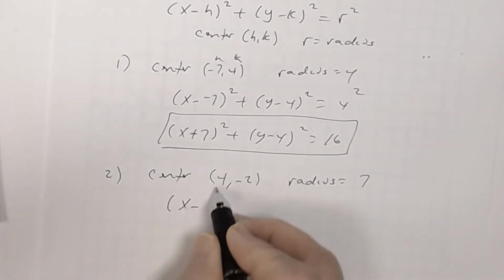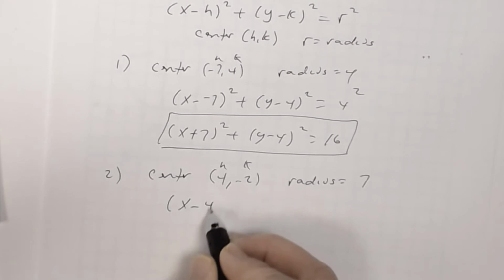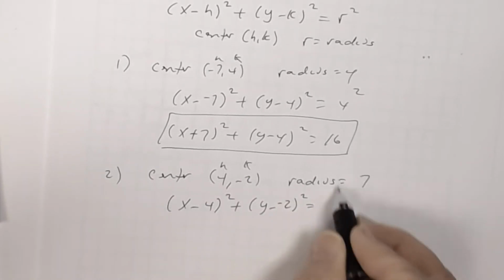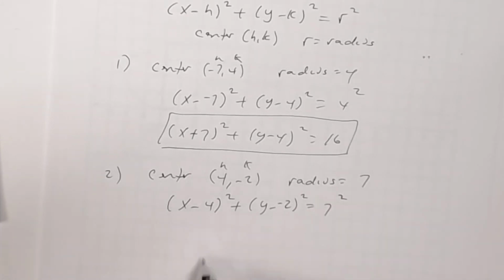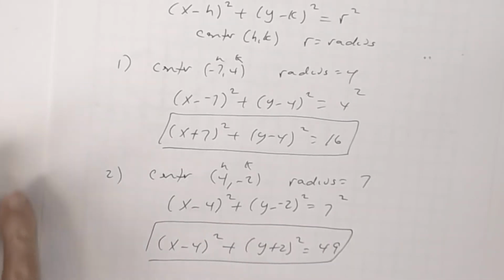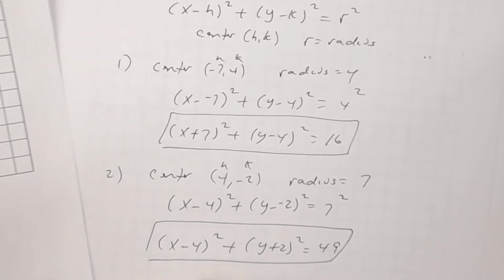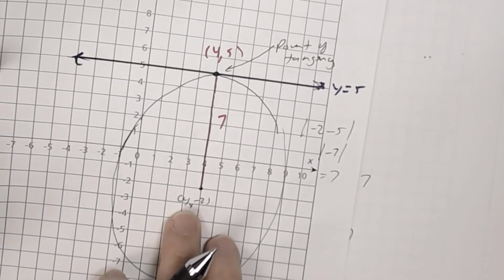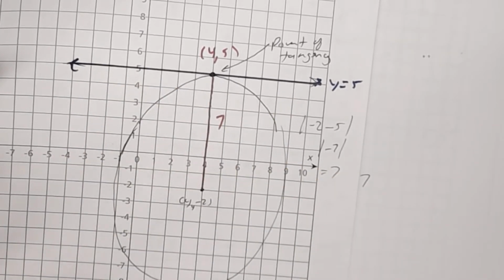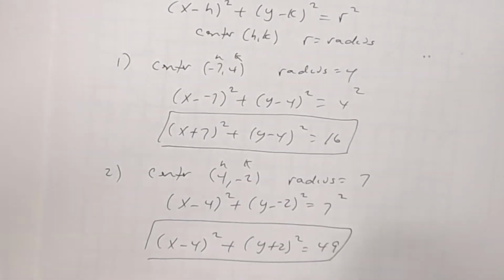So (x - h)² + (y - k)² = r². Remember this is (h, k): (x - 4)² + (y - (-2))² equals the radius squared, right? Okay, now rewrite this. I'm going to get (x - 4)² + (y + 2)² = 49. So that's the equation of this circle with center (4, -2) and tangent to the line y = 5. All right, so that was number 2.